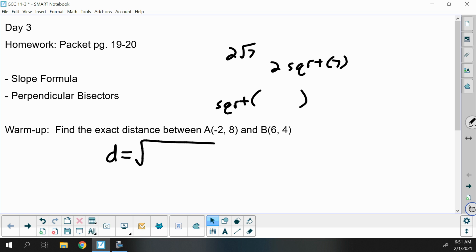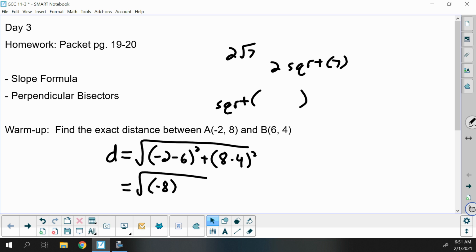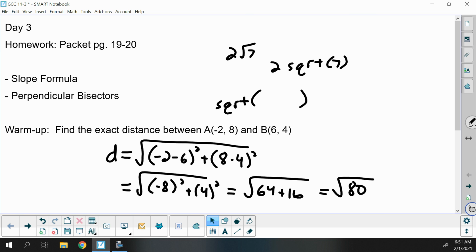So we'll have D equals, in parentheses we'll do x1 minus x2. So -2 minus 6 all squared, plus y1 minus y2, so 8 minus 4 all squared. This will give us -8 squared plus 4 squared. That'll give us 64 plus 16. So we have square root of 80.